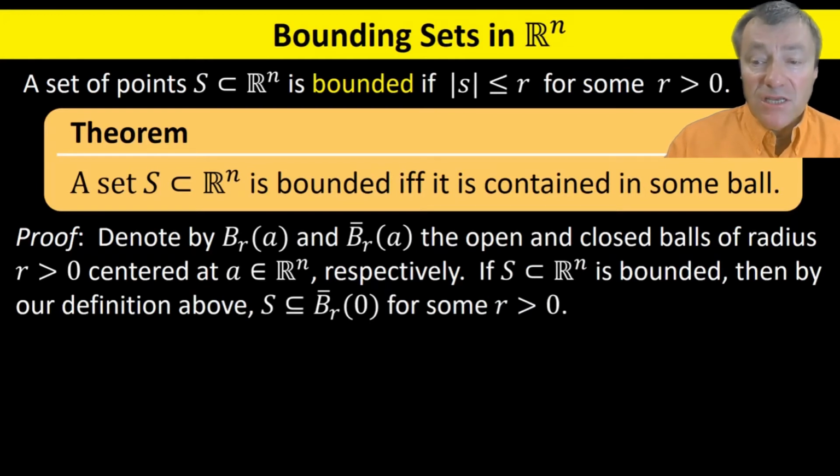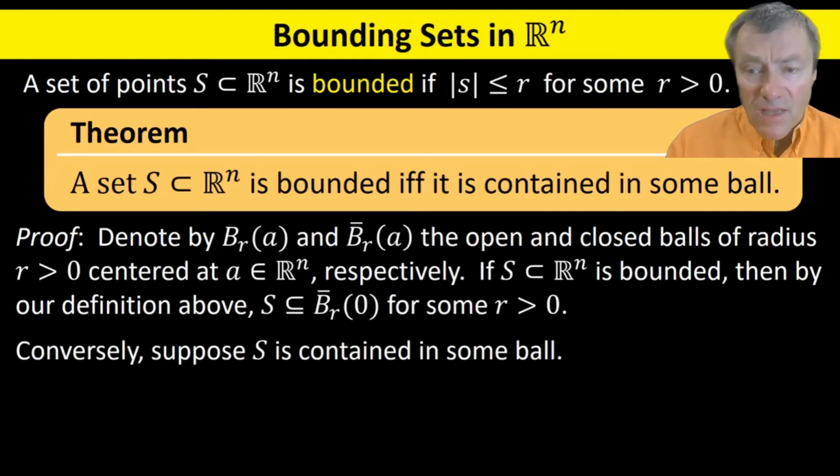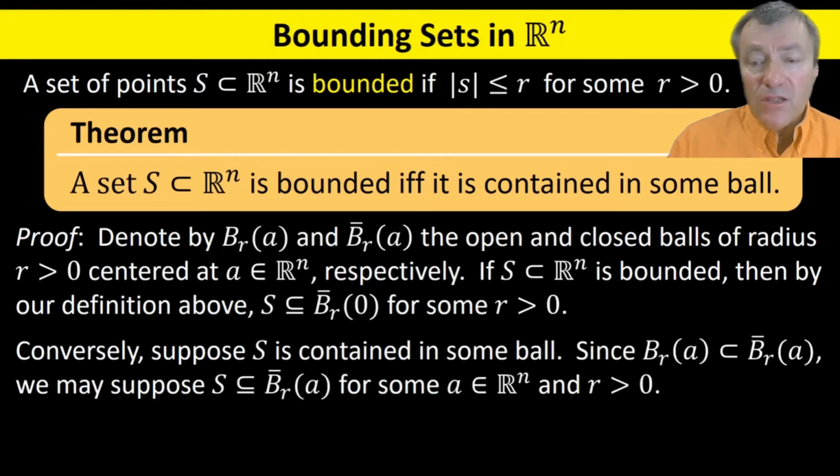Now, by definition, for a set S to be bounded, that means it is contained in some closed ball centered at the origin. The radius of the ball is just some positive constant. This already proves the statement in the forward direction. So that was painless. Just read the definition. Now let's prove the reverse direction from right to left. So suppose now S is contained in some ball. Are we assuming this to be an open or a closed ball?